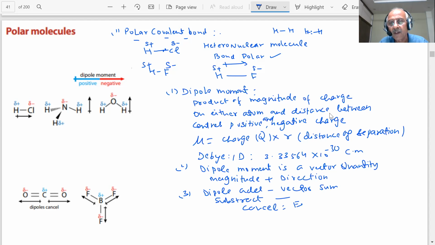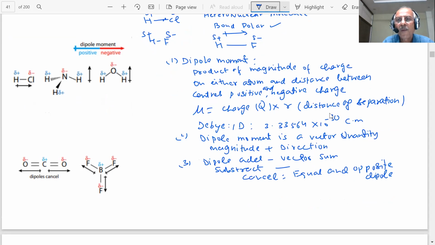How? Equal and opposite dipoles can cancel each other. Note down, these are some of the important points, students. Something very important. You have noted down, students? Noting down, sir. Noted?